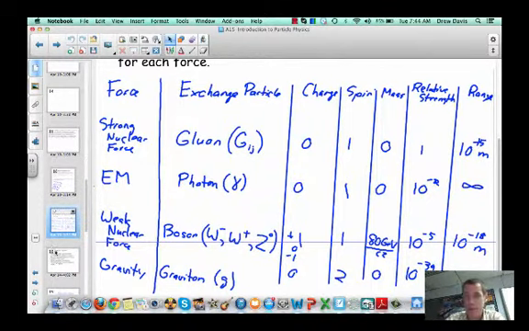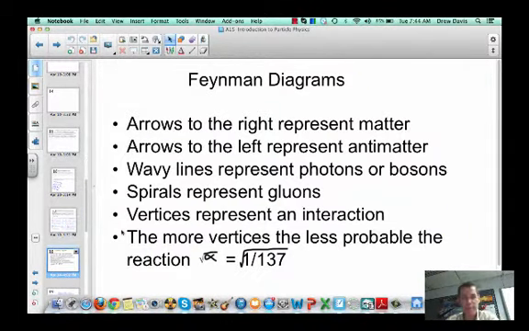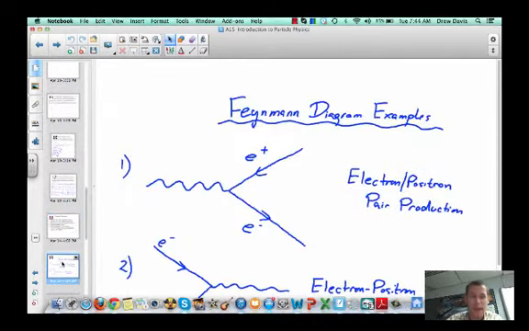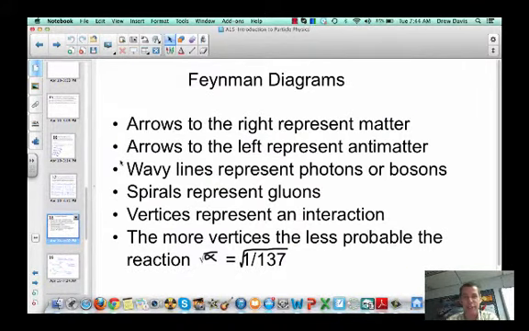Okay, moving along, because YouTube only gives me 15 minutes. Feynman diagrams. I'll jump ahead so you can see what one looks like, and then I'll come back. These are Feynman diagrams, and they show the interaction between exchange particles and elementary particles. And so in drawing Feynman diagrams, there's a few simple rules.